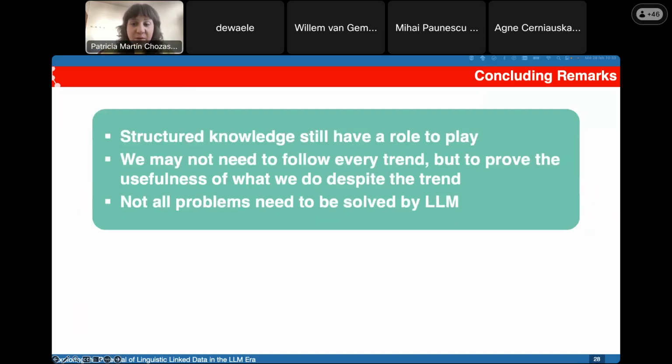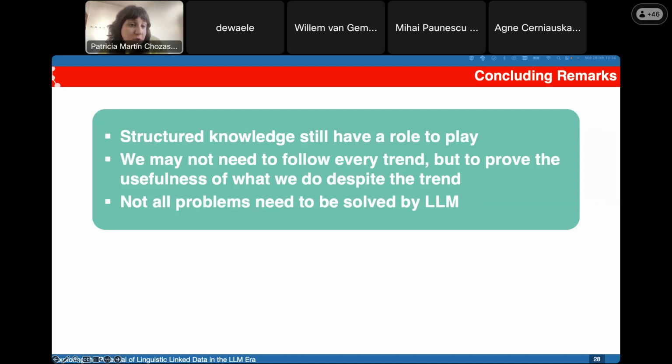So as more general concluding remarks, I wanted to say that, well, as shown, structured knowledge still has a role to play in this LLM landscape, in this LLM craziness. Because we all wanted to jump into the LLM trends, and maybe we do not need to follow every trend, but we need to prove the usefulness of what we do, linked data, despite the trends.